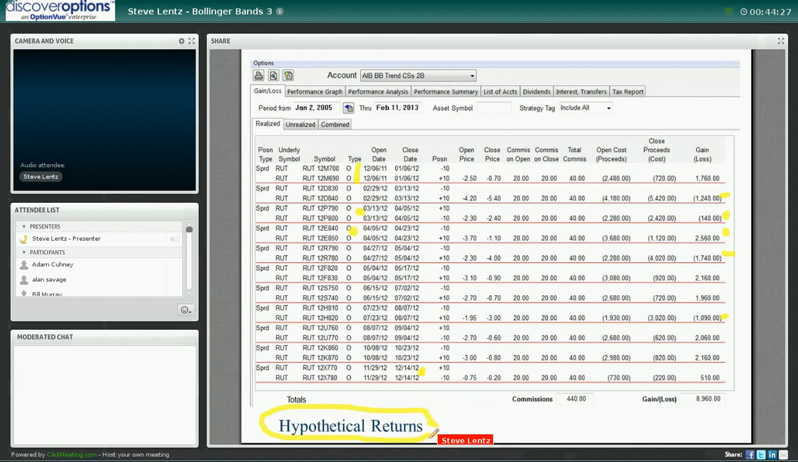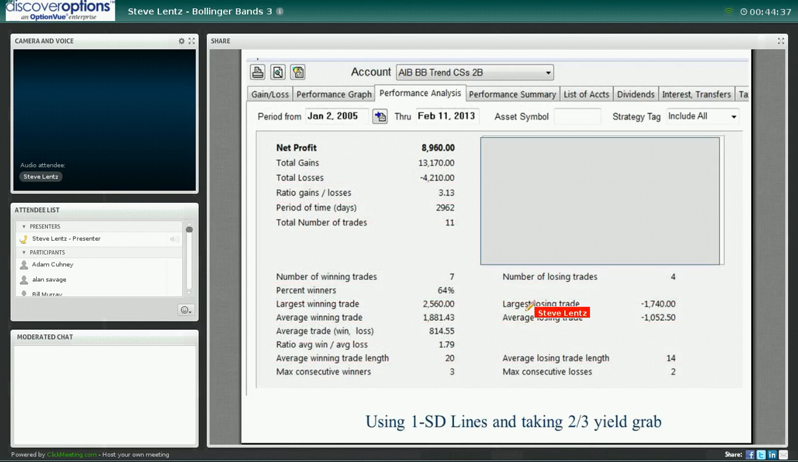Clearly we understand these are all hypothetical returns. I did this all in BackTrader using OptionVue's BackTrader. And here are the other real statistics on this. Now I'm going to show you two results. One using this system, and the one I used last time I talked to you, where I used 2 standard deviation lines. Here we're selling these 1 standard deviation away with the yield grab.